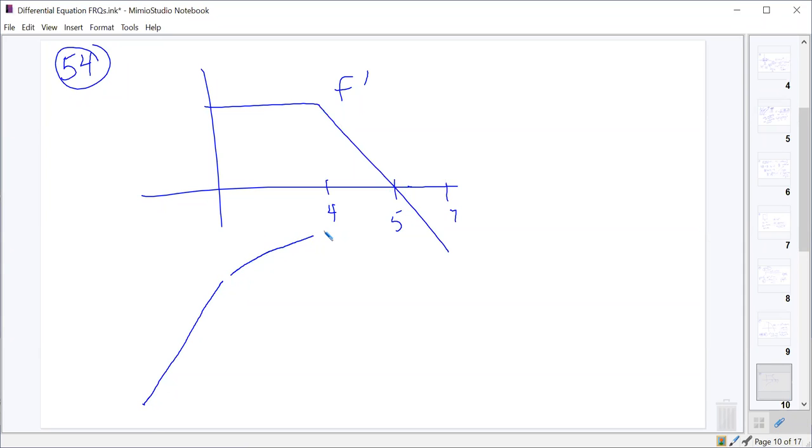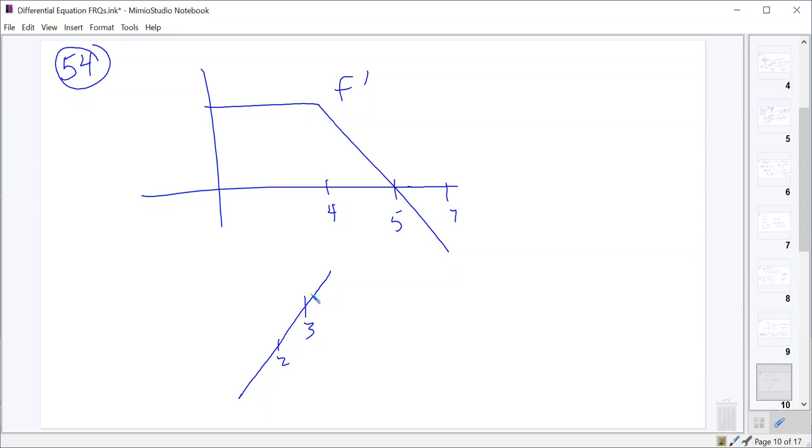And then choice E, f of 2 is less than f of 3. That makes sense because my function is increasing from 0 to 4 at a constant rate. So at 2 and at 3, I should still be increasing past 2 to get to the value at 3. Looks like that one should be choice E.